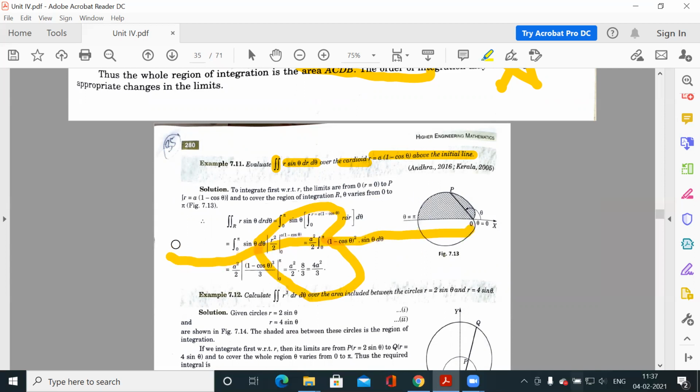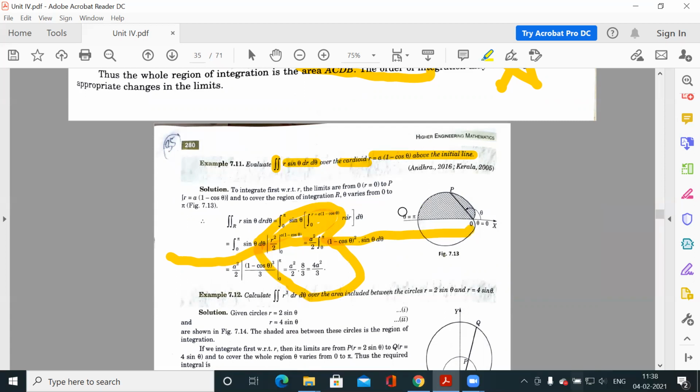So the line theta equal to 0, the x-axis, is called the initial line. So we have to find this integration over the cardioid above the initial line, meaning this area. Clear? For this area we have to find the limits.